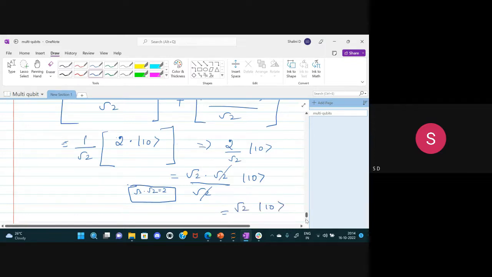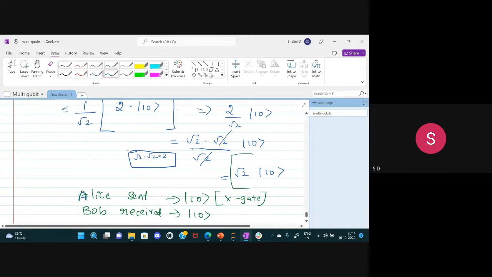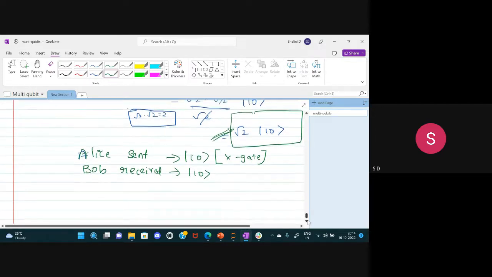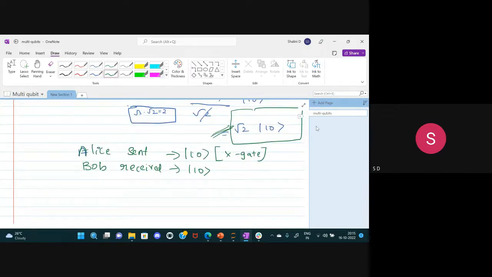So what Alice sent? Alice sent 1 0. Bob received 1 0. She used X gate for this. Okay. So this is the decoding part which I've shown you. Other parts also you can check, but just to know, I've calculated one decoding part. Okay. So this is what Superdense coding is.